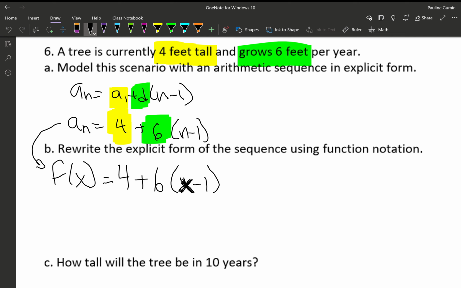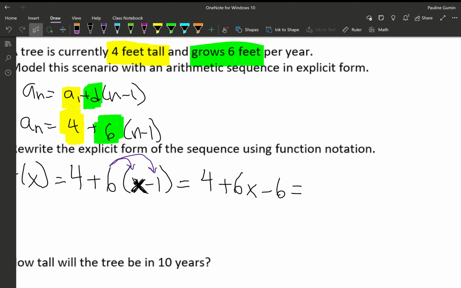Once again, we're going to continue simplifying this by using the distributive property. Now the 4 plus stays 4 plus because there's no parentheses attached to it. Nothing telling us to distribute or do anything else. But we're going to take that 6 and distribute it. 6 times x is 6x. And 6 times negative 1 is negative 6.